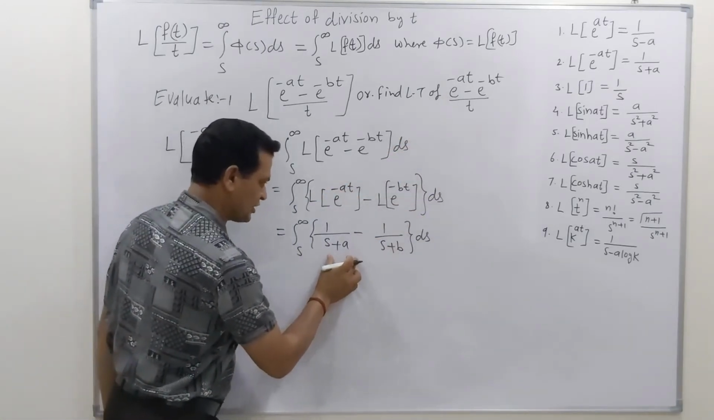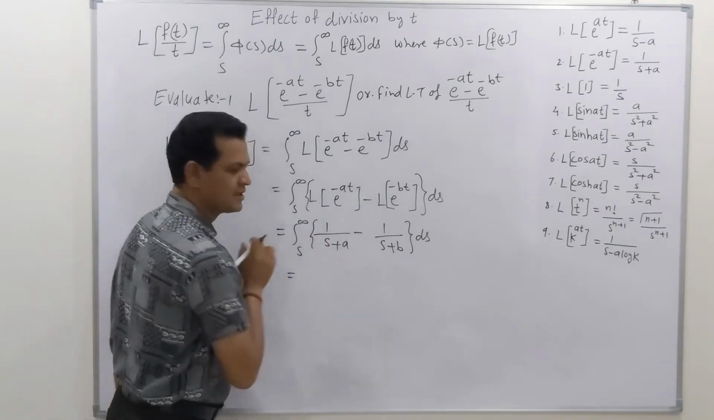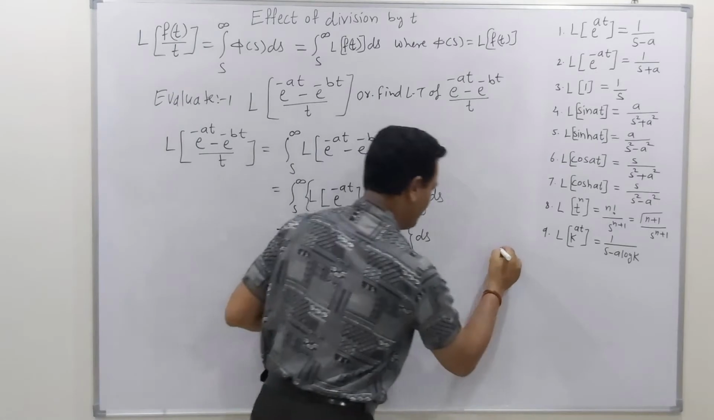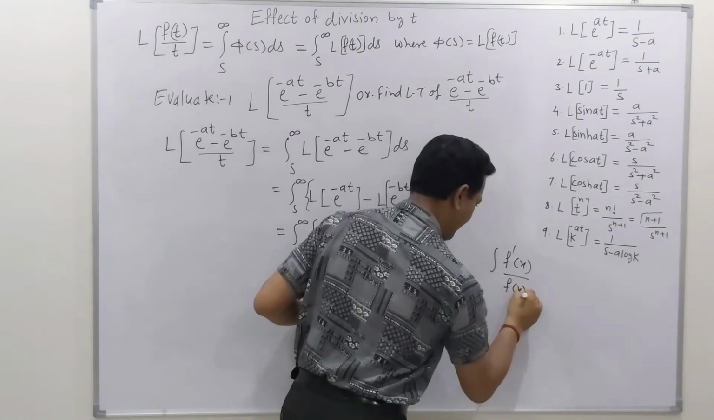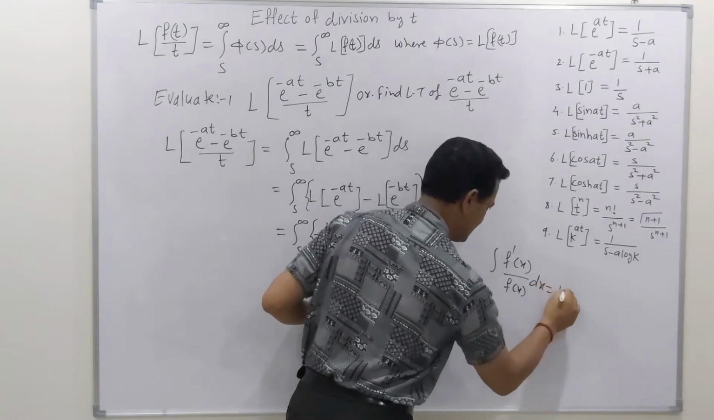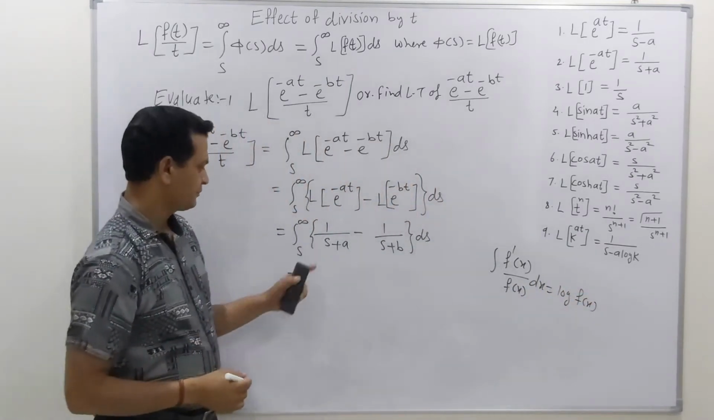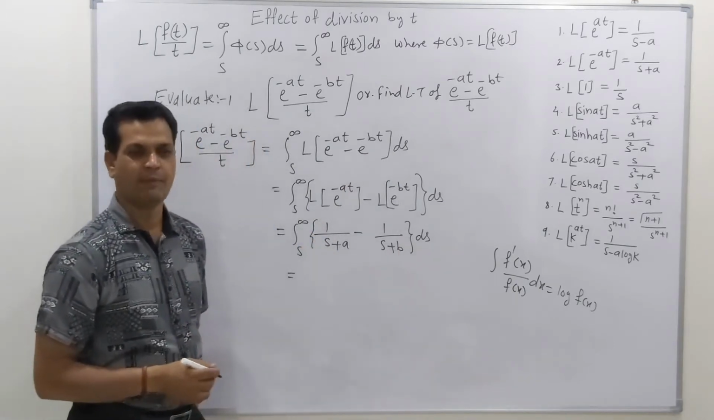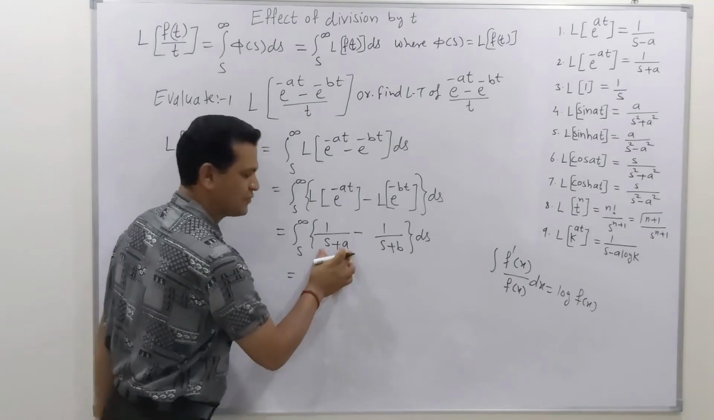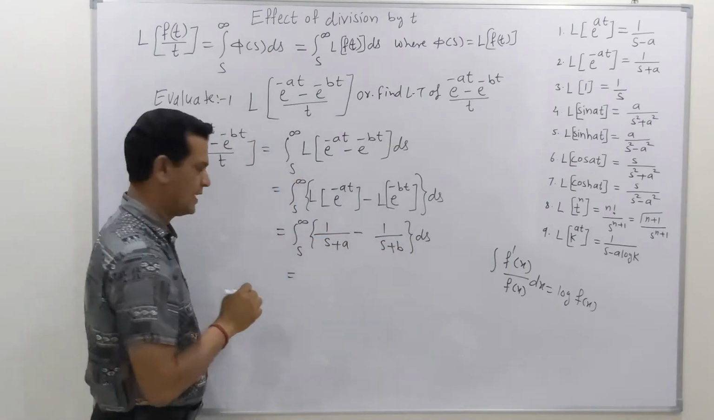Now find out the integration of this term as well as this term. So we get the integration of this term as, we know that integration of f dash of x upon f of x dx is equal to log of f of x. That means when numerator is the derivative of denominator, then integration is log of denominator. So derivative of s plus a with respect to s is 1, which is present in the numerator.